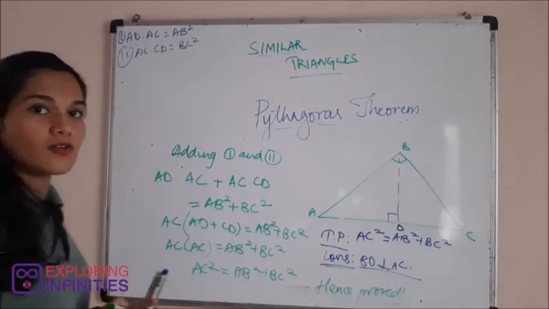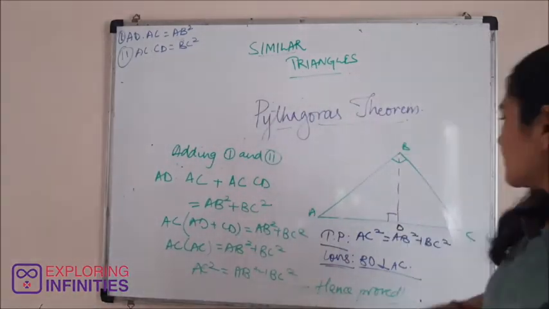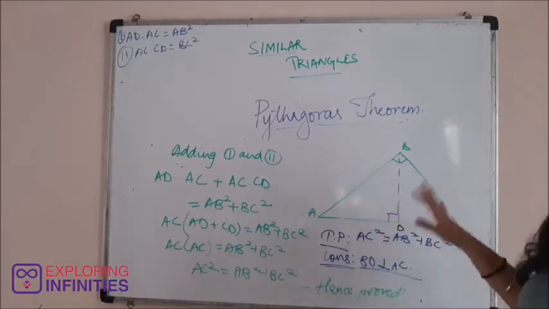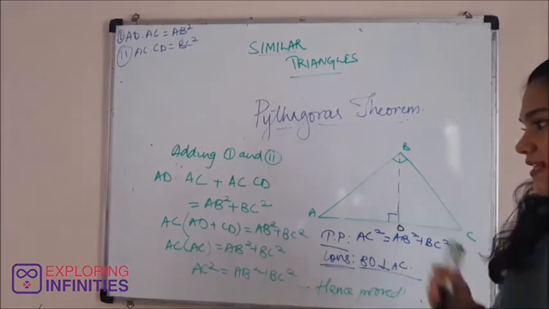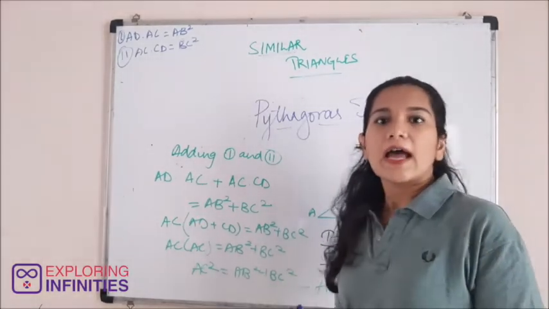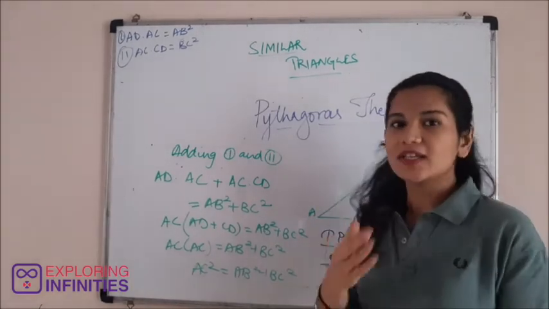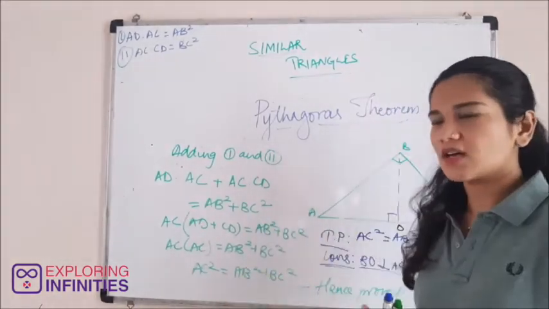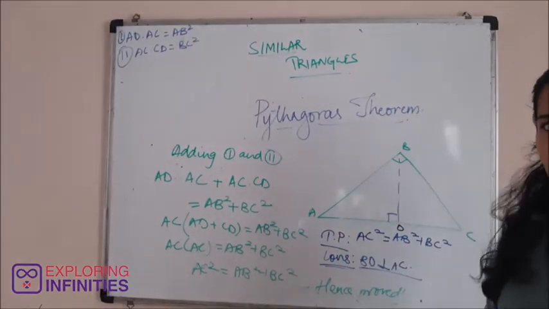So that is how we have proved the Pythagoras theorem. Basically, the square of the hypotenuse is nothing but the sum of the squares of the other two sides. So I hope this is very clear to you, and this might be very fascinating to you to solve something like this that you have been mugging up for these couple of years. So this is what the Pythagoras theorem is.